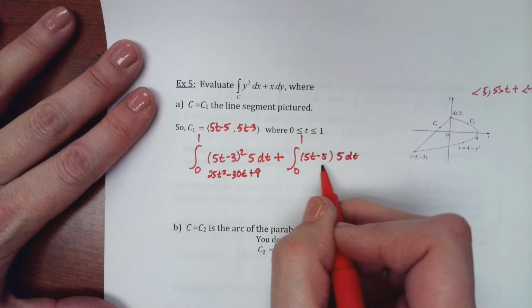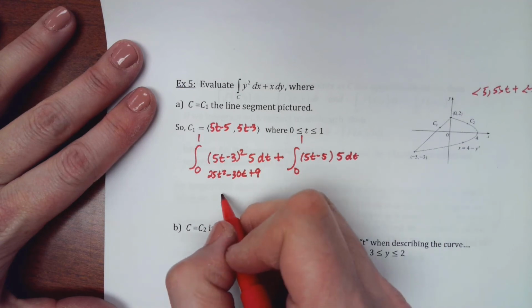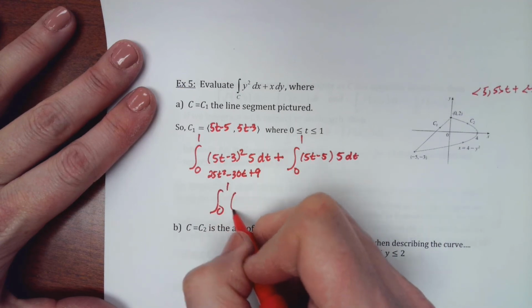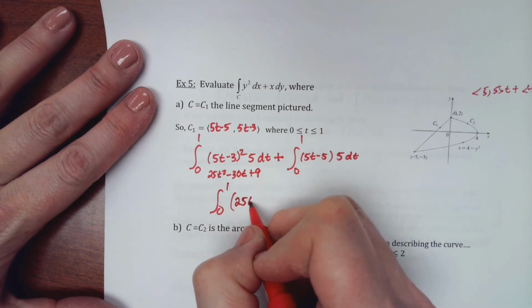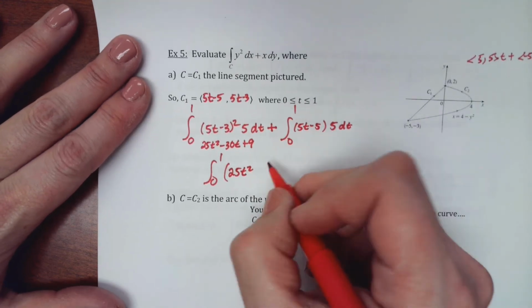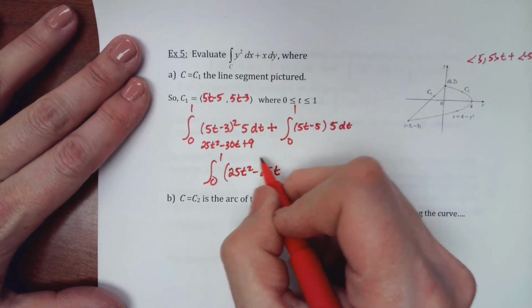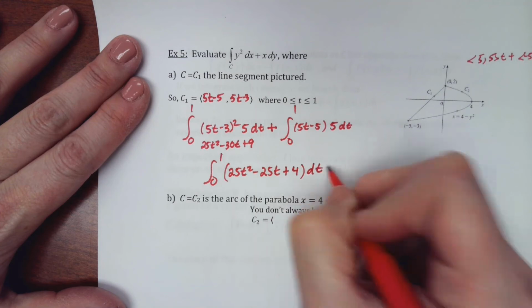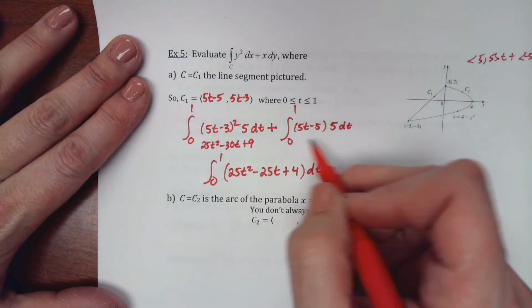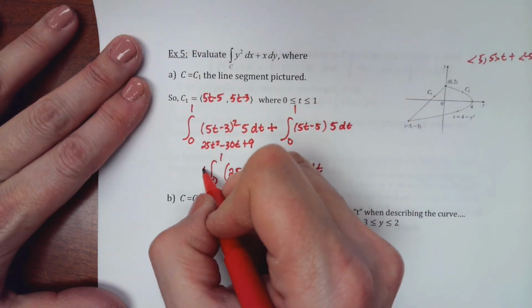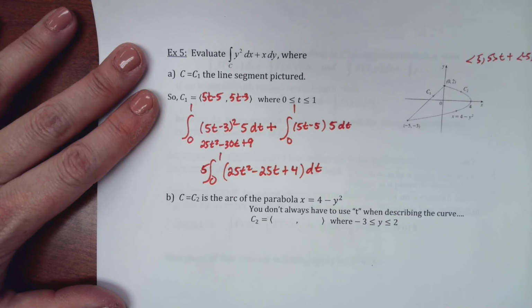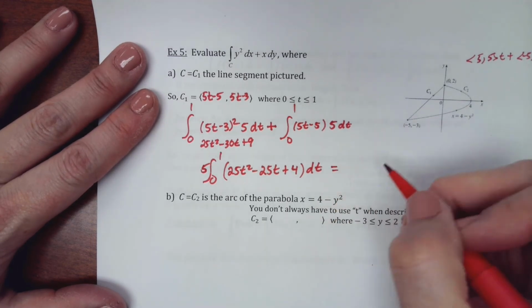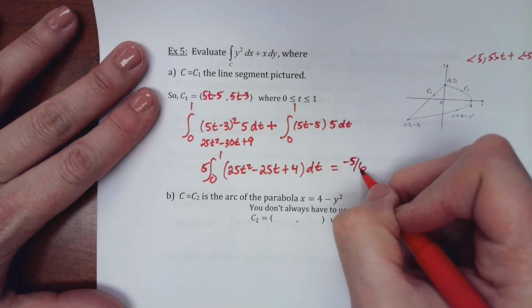So this is going to be one big polynomial, right? Because I'm adding these together. They're the same integral. So I end up having 25t squared. Negative 30t plus 5t is negative 25t. And 9 minus 5 is plus 4 dt. Okay? And they both had a 5 in front of them, so that 5 is still out here. All right, so when you integrate that and multiply by 5, you get negative 5/6.